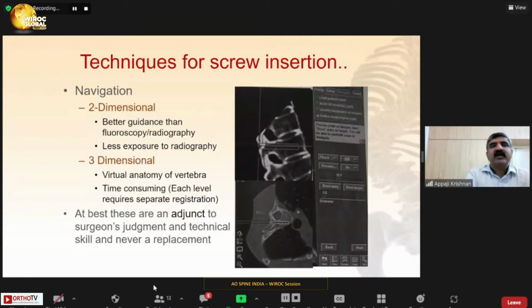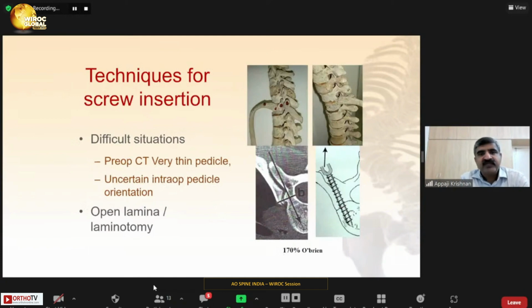So the other technique of screw insertion for thoracic pedicle is better guidance with a 2-dimensional navigation. A 3-dimensional model, if you have, and you can even have an intraoperative CT scan with a 3-dimensional navigation. And in difficult situations, we study the thoracic pedicle if it is very thin, and if it's uncertain intraoperative pedicle orientation, you can do an open laminotomy, palpate the thoracic pedicle, and then insert.